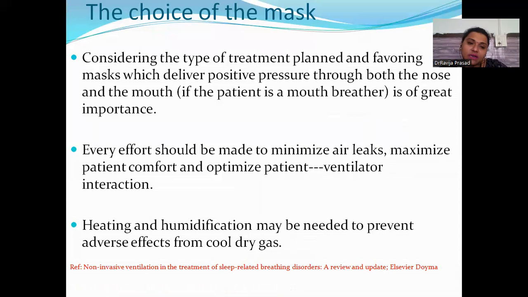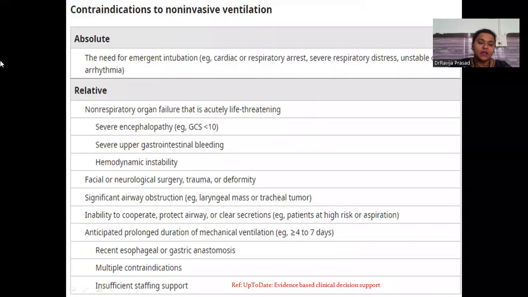Now, the choice of mask. The choice of mask takes into consideration the type of treatment planned, favoring the mask which delivers positive pressure to both the nose and the mouth. If the patient is a mouth breather, this is of great importance. Every effort should be made to minimize air leakage, maximize patient comfort, and optimize patient-ventilator interaction. Heating and humidification may be needed to prevent adverse effects from cool, dry gas.